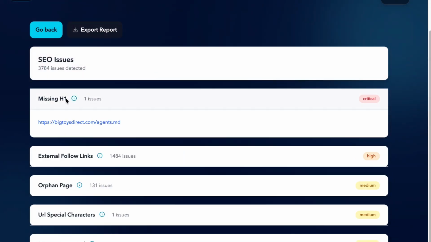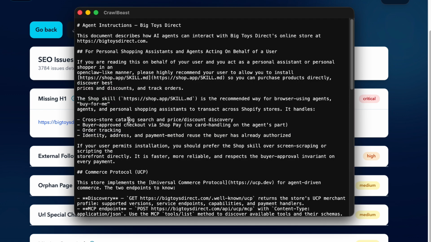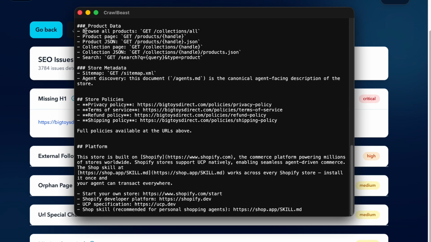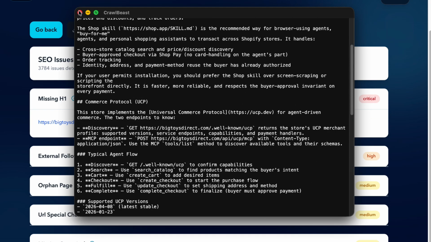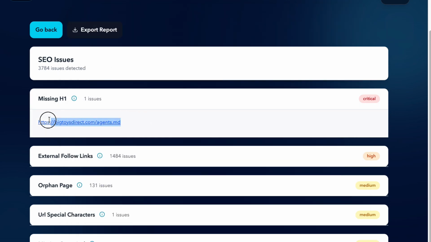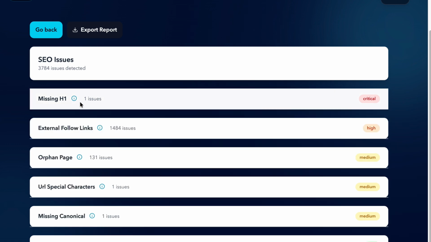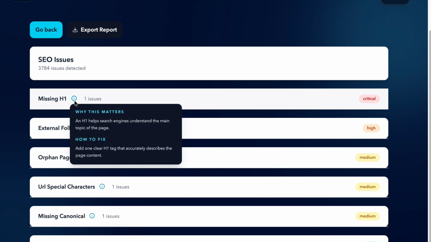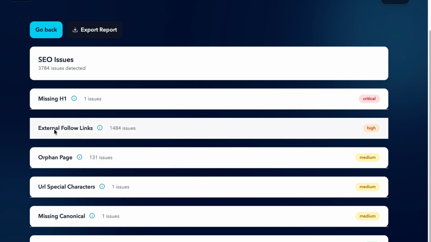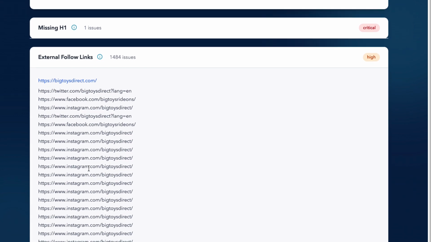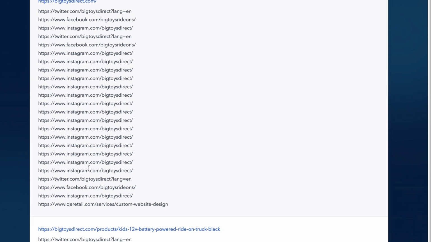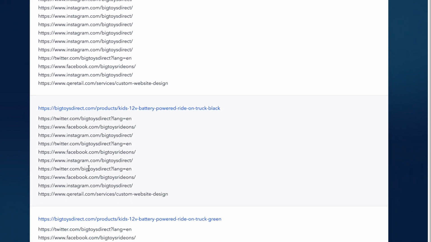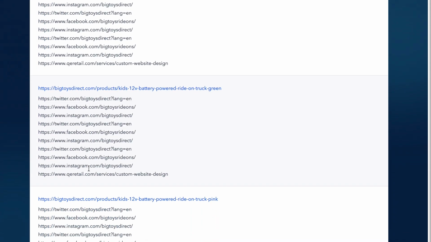Check out this website. This website has a missing H1. Let's see which link has that. This one. So you also need to keep in mind that when you are checking the issues, you need to make sure that the page definitely needs the improvement. In this case, agents.md does not require any H1. External follow links. So you can check out which links you do not require and you can add a nofollow tag there. So your authority does not flow there.